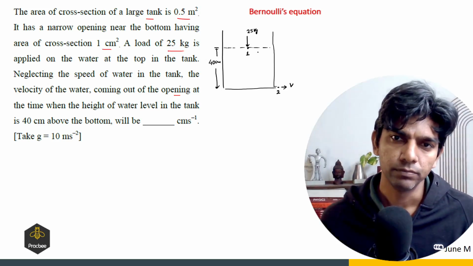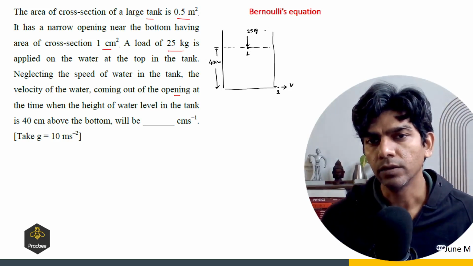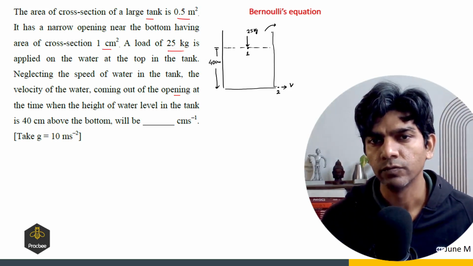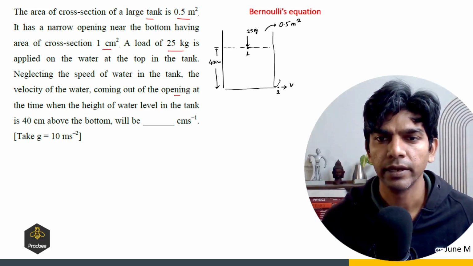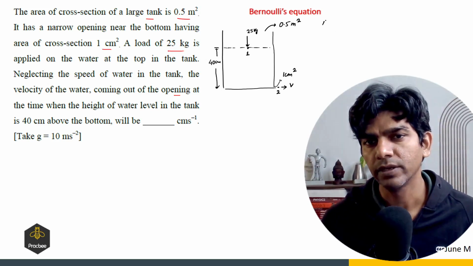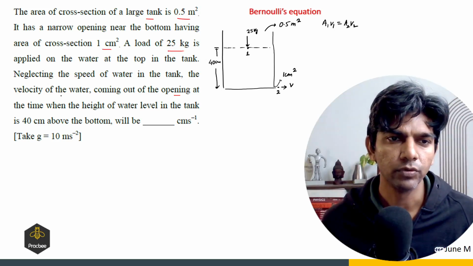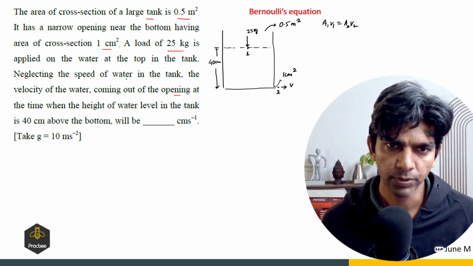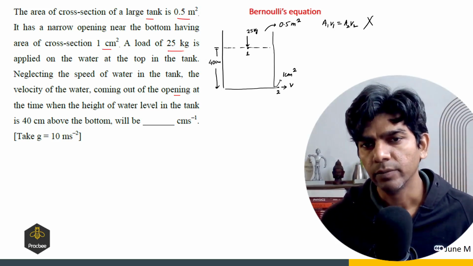So what we're going to do, we'll apply Bernoulli's equation between 1 and 2. Area of cross section at this wider section is given as 0.5 square meter, and at this orifice it is given as 1 square centimeter. So here we can apply A1 V1 is equals to A2 V2, but they have clearly mentioned that we don't have to consider speed of the water in the tank, so we cannot apply this. Now we can directly apply Bernoulli.